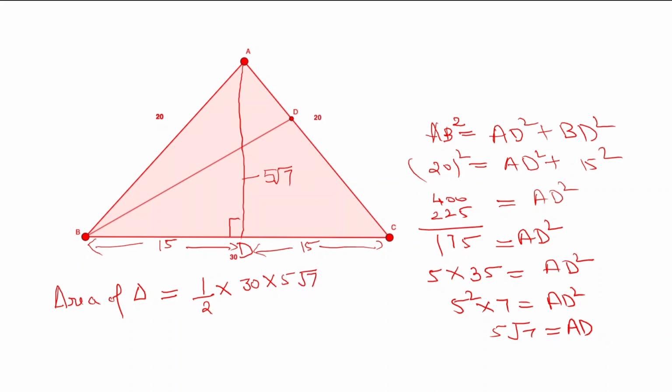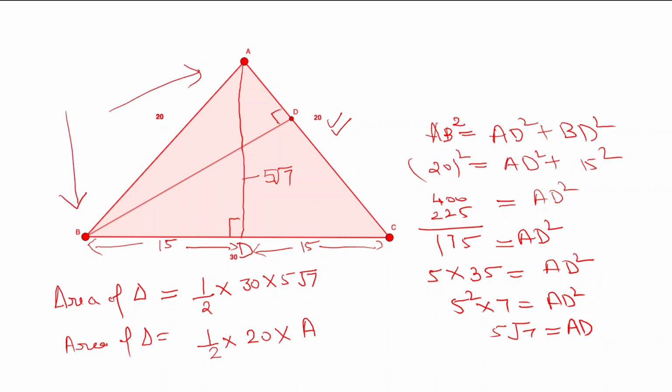Now if I consider this base 20 as the base, then this would be the perpendicular. So for that base, I can write half, base is my 20, and I need to find the altitude. Let's give it the name A. I told you, if I view the triangle from this side, my triangle's area would always be constant, correct? Because the figure is fixed, I can rotate it in any direction, and the area would always be constant.